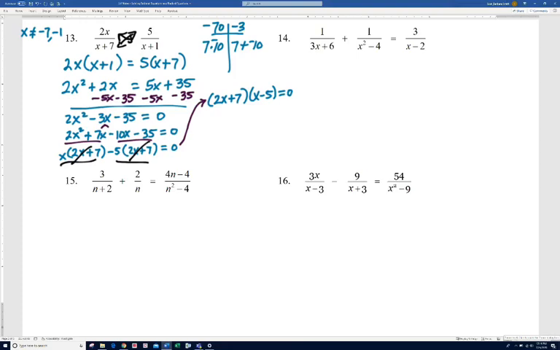Now we can see that x equals 5 is a solution. To find the other one, we set 2x plus 7 equal to 0. We'll subtract 7 on both sides, divide by 2, and we get -7/2. So our two answers are -7/2 and 5. Notice neither of those is a restricted value, so those are good answers. I would encourage you to maybe try the next one. Actually, maybe we'll do that one together, and then maybe you could try the last two.